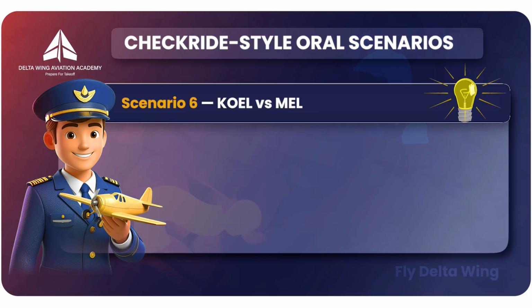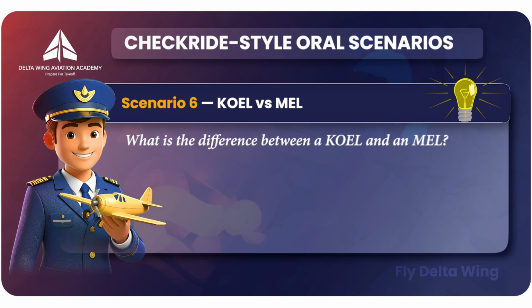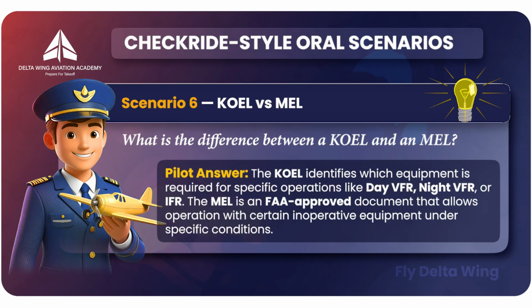Scenario 6, KOEL versus MEL. DPE question: What is the difference between a KOEL and an MEL? Pilot answer: The KOEL identifies which equipment is required for specific operations like day VFR, night VFR, or IFR. The MEL is an FAA-approved document that allows operation with certain inoperative equipment under specific conditions.